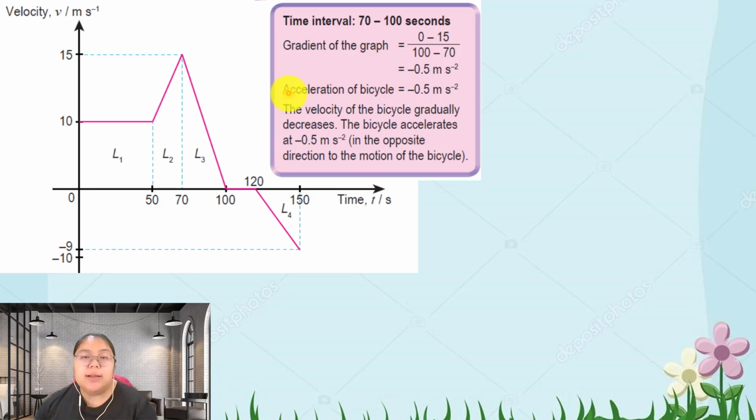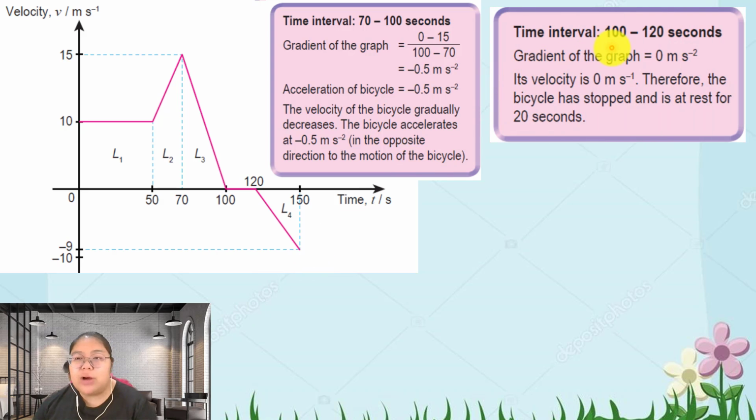So I need to explain. The acceleration of the bicycle now is negative, so the velocity of the bicycle gradually decreases. They slow down, the movement becomes slow. So the bicycle has acceleration of negative 0.5 m/s² in the opposite direction of the motion of the bicycle. That means they slow down. Actually, you go to the right-hand side, is it? Slowing down means you want to oppose the direction of the motion. So that's why you get negative. We also can say that there's a deceleration.